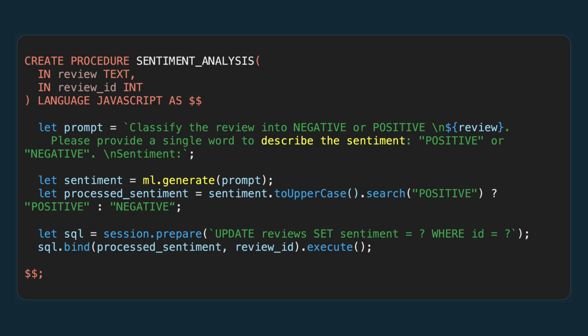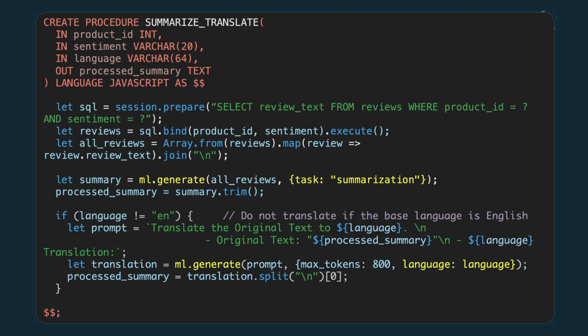For the other two features, which are summarization and the translation, again the code is extremely simple, one line of code. It's important to note that there is no AI/ML expertise required to develop GenAI applications with HeatWave, as invoking summarization or translation needs only a single line of code.